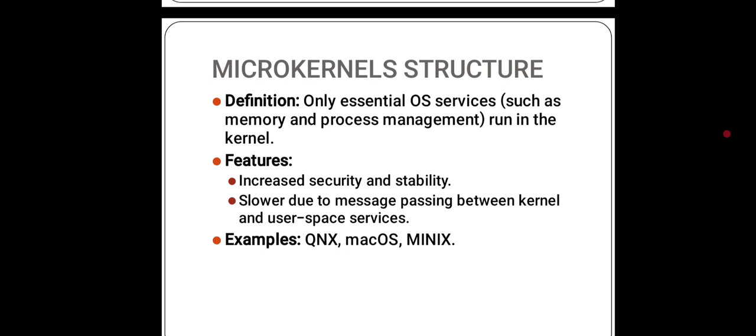Advantages of the microkernel: the structure is more secure because only a small part of the OS runs in the kernel. It is easier to extend and modify without affecting the core OS. Disadvantages: lower performance due to message passing overhead.